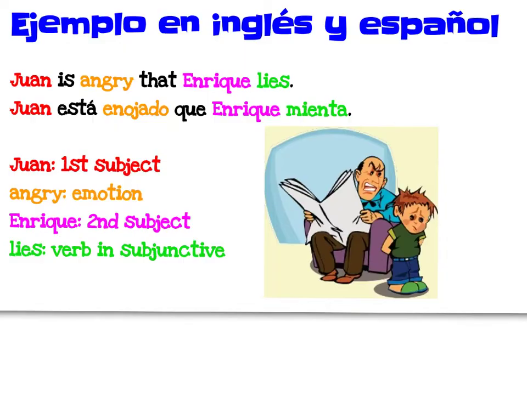So, just like we've learned with, for instance, subjunctive with will or wish, I have two subjects. I have an emotion word, a word that expresses an emotion. I have que to separate my two subjects with a subjunctive clause.